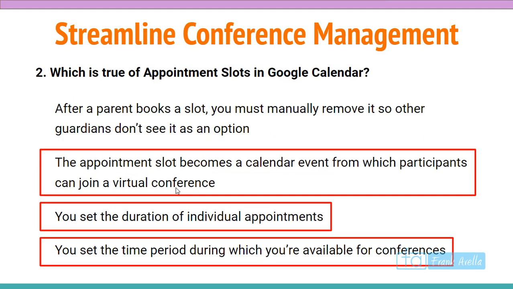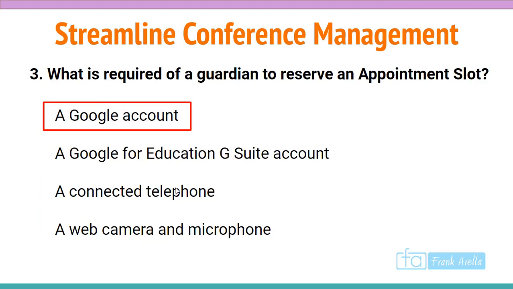Which is true about appointment slots? The appointment slot becomes a calendar event from which participants can join a virtual conference. That's important to know. So the appointment slot becomes an event, and then you can just join the conference right there. Okay, you can set the duration of individual appointments, and you could set the time period during which you're available, right? You could say, hey, I'm available Wednesdays 3 to 5.